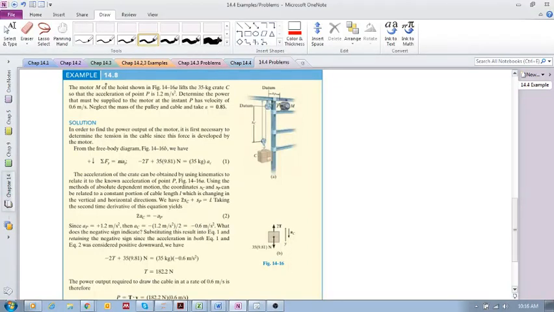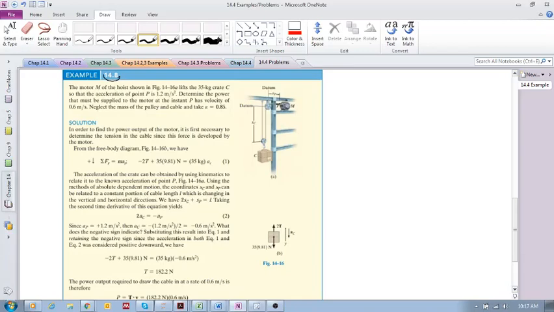Okay, carry on with an example, 14.8. And here we're going to look at both power and efficiency. Okay, so we've got this crate. We have this pulley system. Got a little pulley there. Right, that cable is attached to the top beam there. And there's a pulley, and this pulley is attached to a motor.